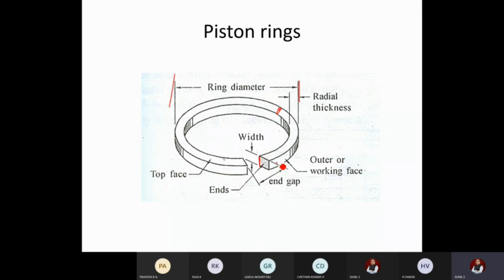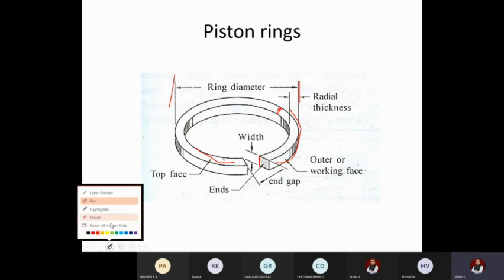This is the outer face, which comes in direct contact with the cylinder assembly. This is the inner face, and this is called the end gap. So this will help you. This is a very flexible structure, not a rigid structure. It will help you in locking the piston ring in the required place. So this is the top face of the piston ring. This is the construction of the ring. Just take down a rough sketch.